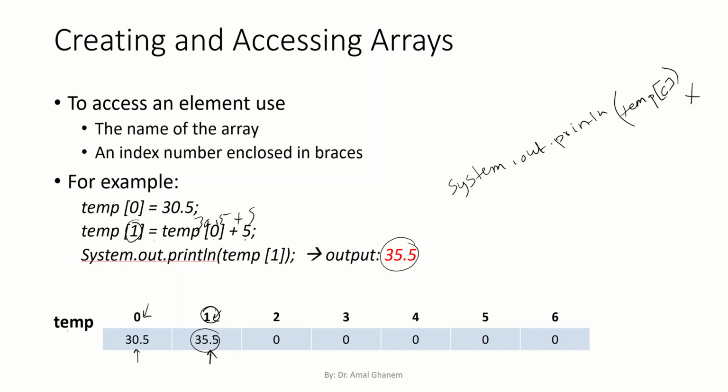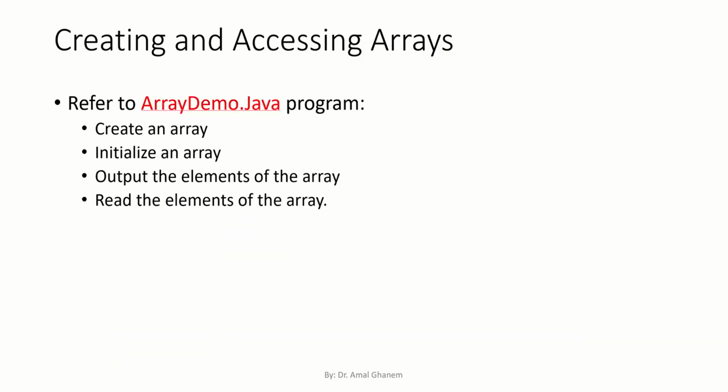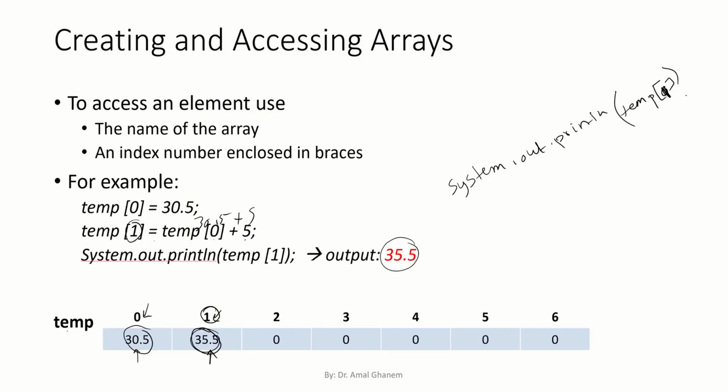Now, if you say index 0, it will output 30.5. If you say location 1, it will output 35.5. So you can play with the location in order to do the output. So these are the basic things whenever you need to deal with arrays.